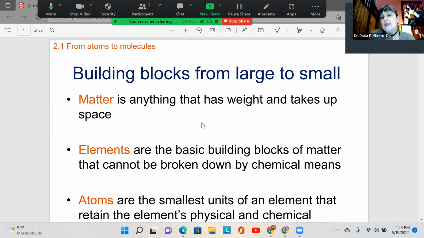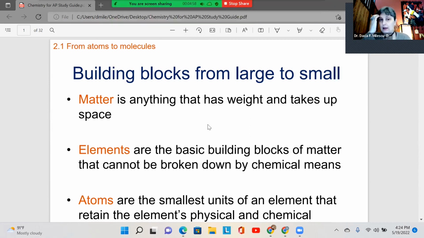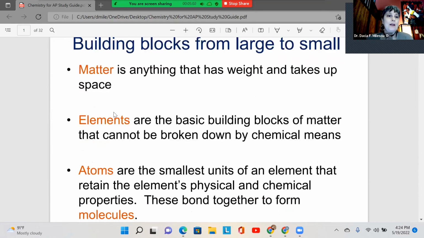And hopefully this will help you with what you have to finish out this week. All right, so the first term that you need to remember is matter. Matter is anything that has weight and takes up space. So if you want to write these on index cards, I don't want you to just memorize it. I want you to understand what is matter. So matter could be anything. Matter could be this pen, right? This book, me. So anything that has weight and takes up space.